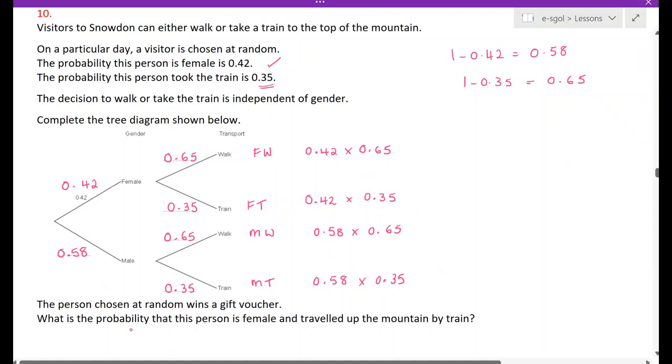So the question down here carries on, and it says the person chosen at random wins a gift voucher. What is the probability that this person is female and travelled up the mountain by train? So I want this one here. So female and travelled up the mountain by train. So you just multiply those two probabilities together. So we're doing 0.42 multiplied by 0.35. And when I pop that into my calculator, I get 0.147.